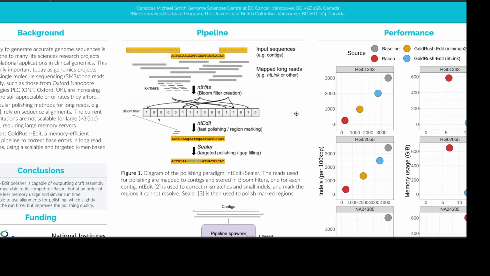So the way GoldRush-Edit works is we start with input sequences, say contigs from genome assembly, and we map long reads to these contigs using, by default, ntLink, but you can substitute another mapper in there. And then we split these mapped long reads into k-mers. Now we make a Bloom filter for each of these contigs and insert the corresponding k-mers into their Bloom filters, so that each Bloom filter for each contig has the k-mers from the corresponding mapped long reads.